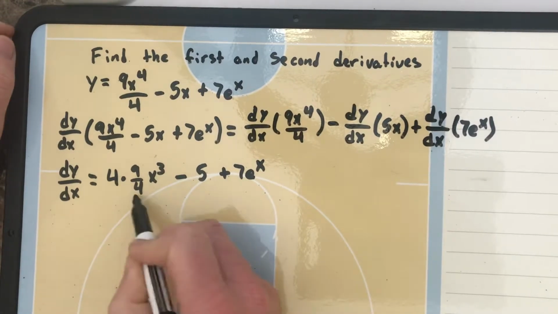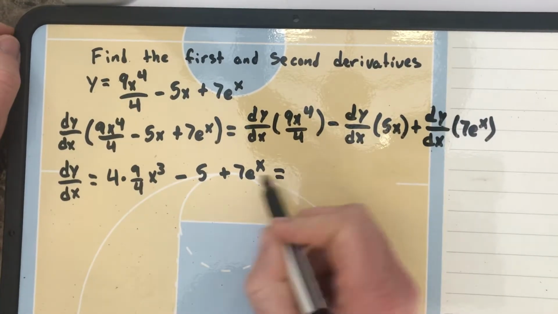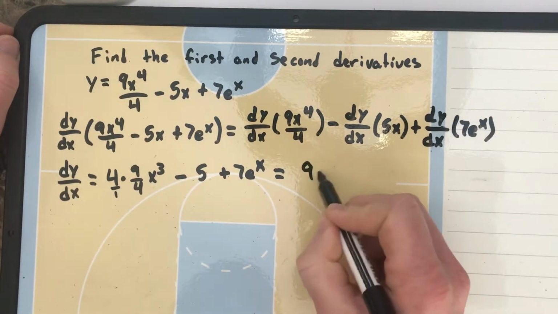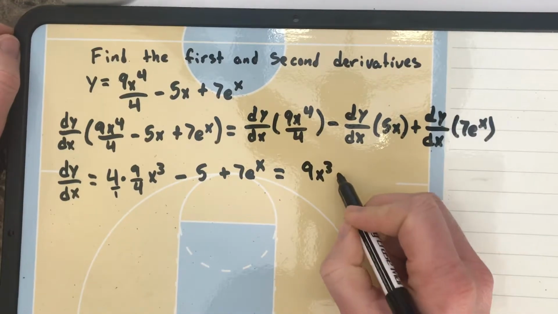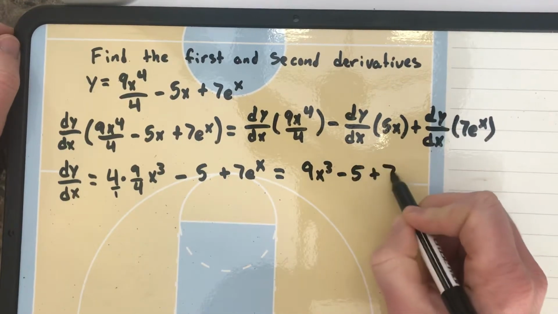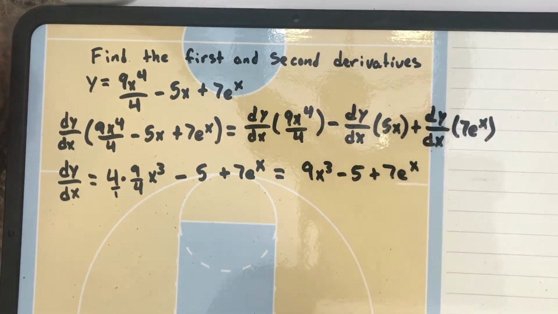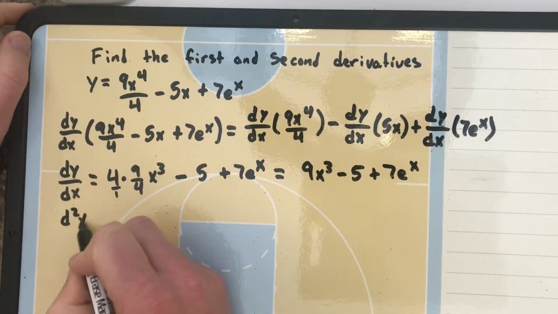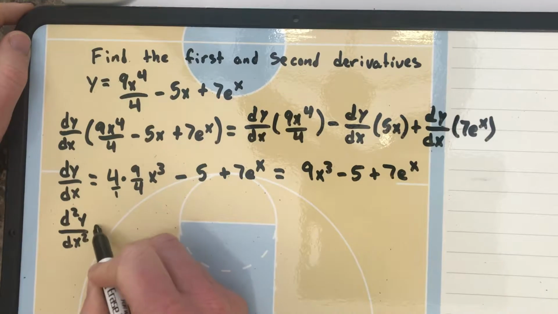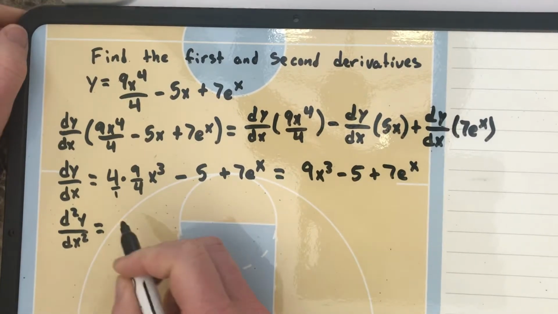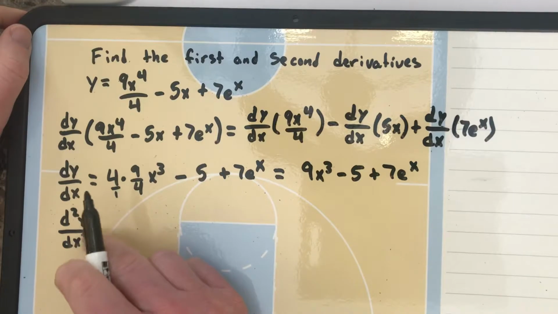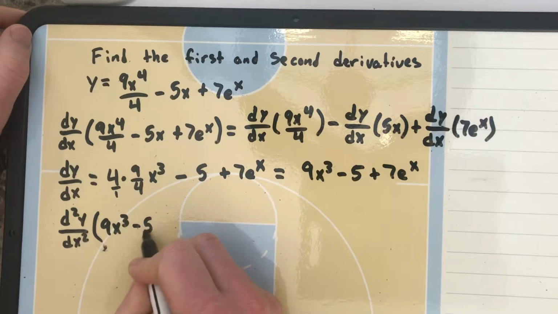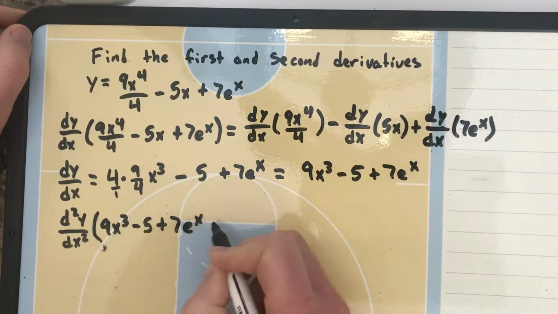And so then we just have to evaluate this 4 times 9 fourths. And we know 4 times 9 fourths, the fourths cancel. And we end up with 9x cubed minus 5 plus 7e to the x. So now they want us to find the second derivative. So we're going to say, let's find the second derivative, d squared y over dx squared, of this function that we just wrote, which was 9x cubed minus 5 plus 7e to the x.